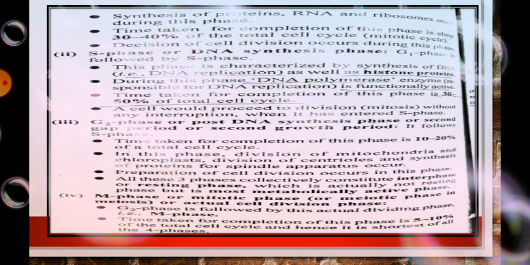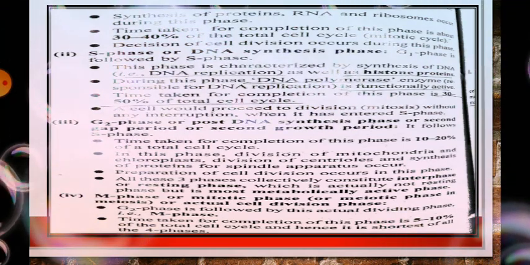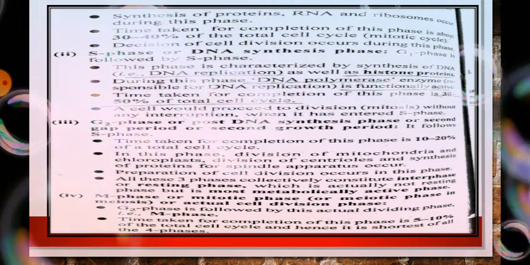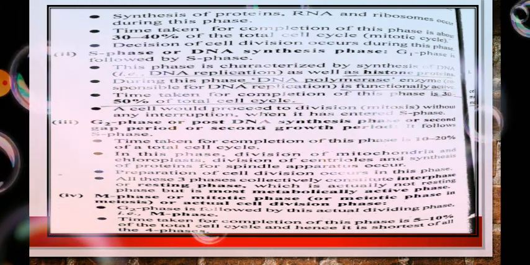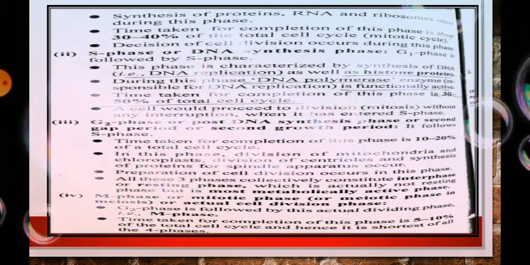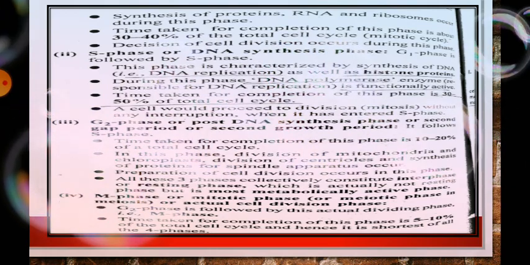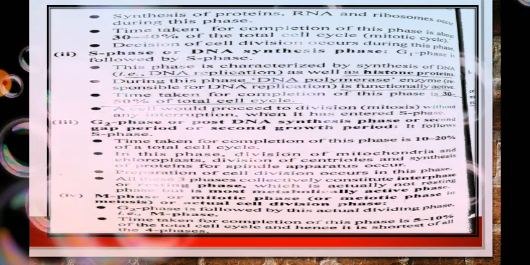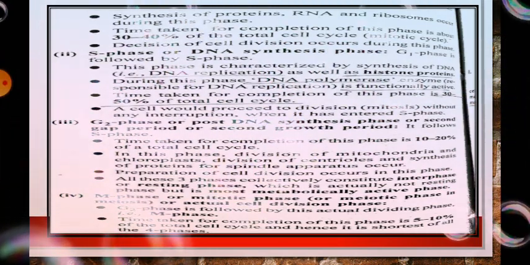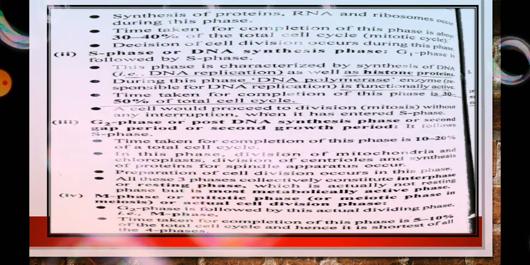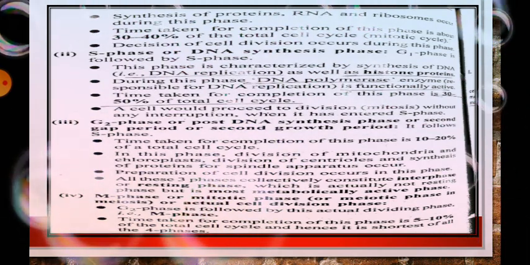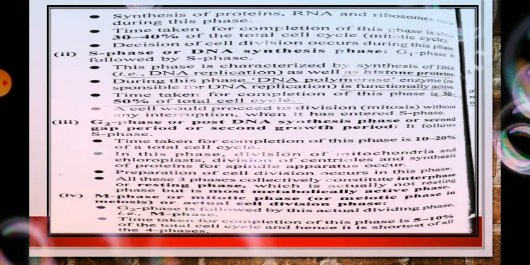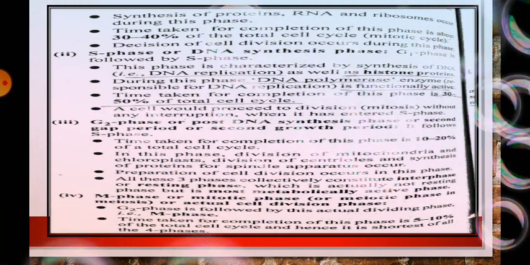During this phase, DNA polymerase, which is of three different types, DNA polymerase 1, 2, 3, is functionally active. The DNA polymerase enzyme is responsible for DNA replication. So in this S phase, DNA replication as well as the histone proteins are synthesized, and DNA polymerase is also activated.